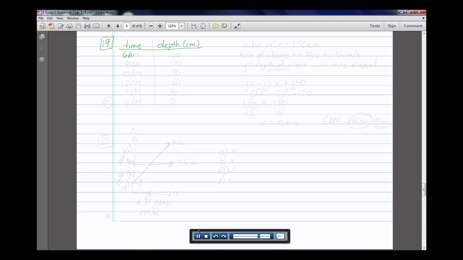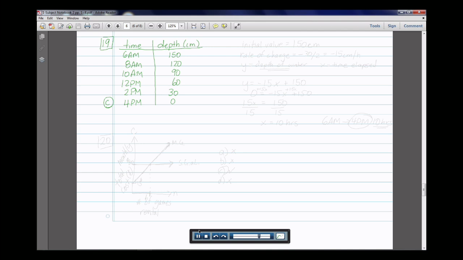So if the time is 6 a.m. the depth would be 150 centimeters, and 8 a.m. that it's at 120, and at 10 a.m. it's at 90, and at 12 p.m. it'll be at 60 because it drops 30 every 2 hours. That's kind of the trick there. You have to be careful that you read it carefully. At 2 p.m. it would be at 30, and at 4 p.m. that it would be down to 0. And if you take a look, that option is C.